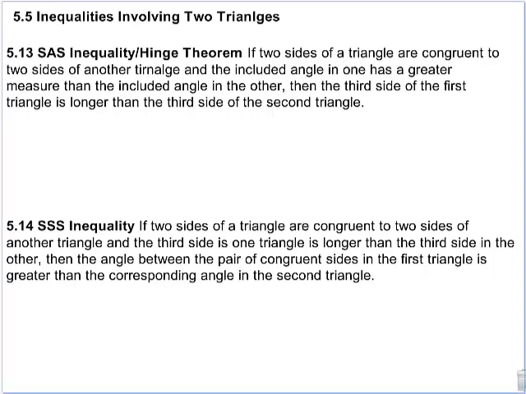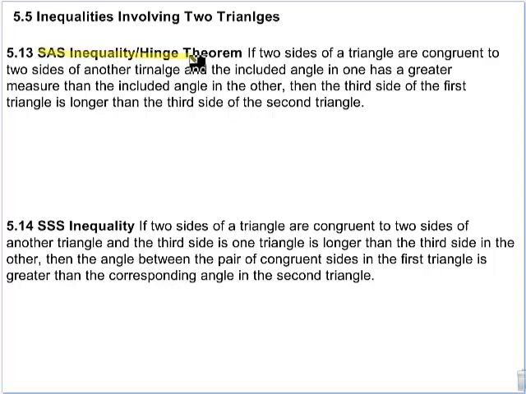Okay, so we are going to talk about inequalities involving two triangles. We've done inequalities with one triangle, where we look at the angle measures and then decide whether or not the side should be larger. Now we're going to do that with two triangles. A triangle has to be set up a certain way for this to work. Focus up here, please. The first way is the side-angle-side inequality.